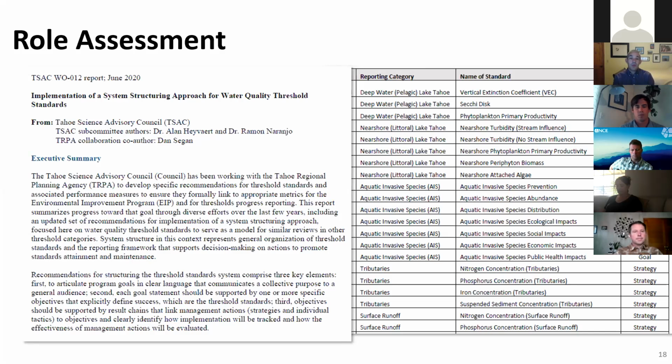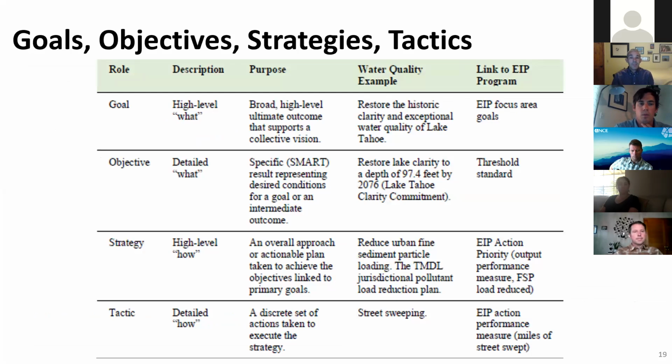And I think it's important to note that within the Science Advisory Council's framing, there is no inherent hierarchy in these roles. Strategies are not inherently better or worse than goals. Goals are not inherently worse or better than objectives. They all play equally important roles within a functioning system, and all require our attention. And so the core of the report, to answer this question, which of our standards are really outcome-based? What are we really driving towards?